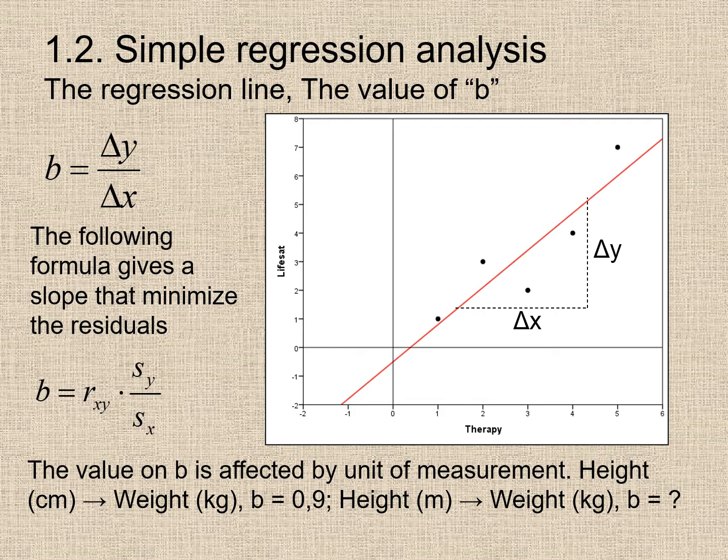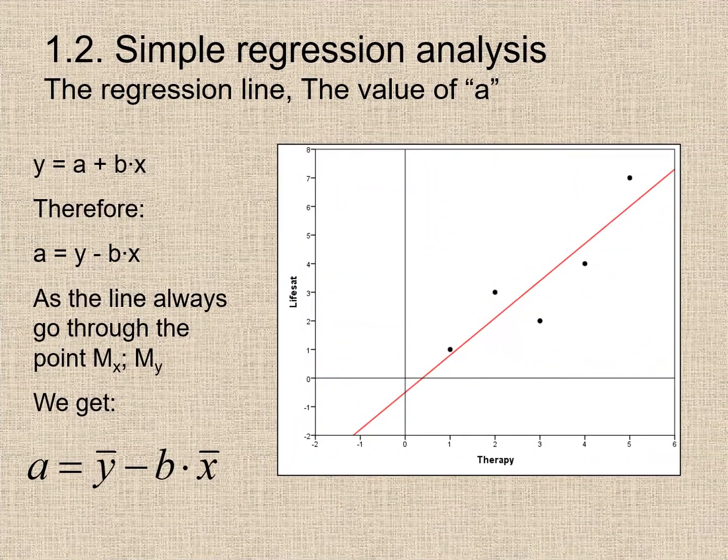Well, if the formula for the straight line is y is a plus b multiplied by x, with some algebra, we take the a out here. A is y minus b multiplied by x. Okay. And then there is a rule here.